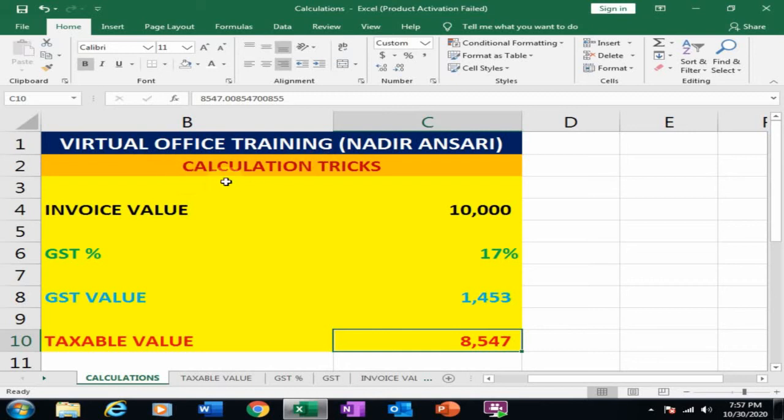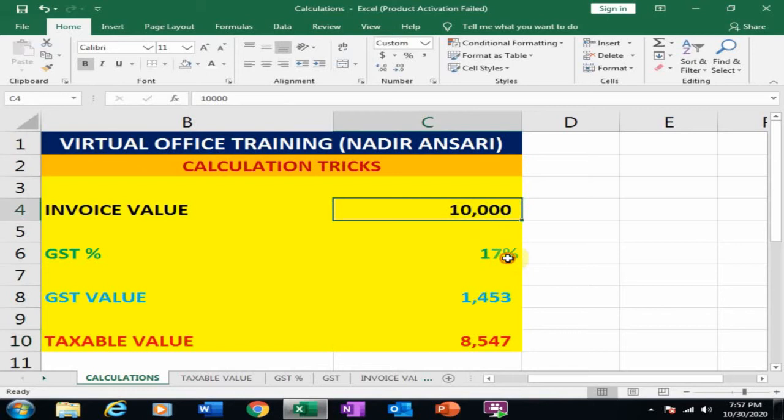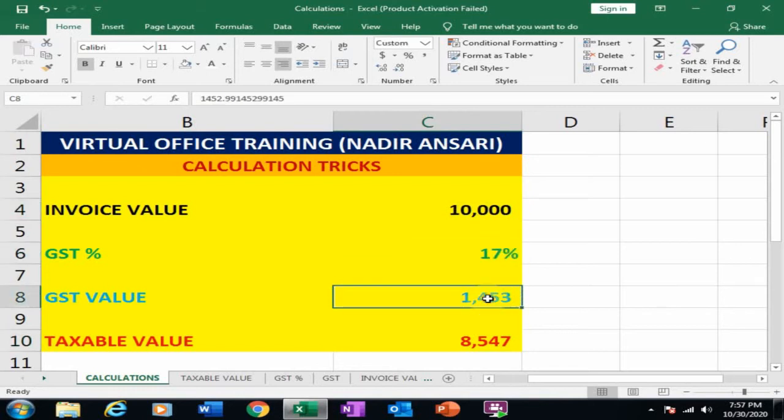Today we will learn the calculation tricks for the accounts department. Any accountant should know about this calculation. If you look at the invoice, you will find the invoice value, GST percentage, GST value and taxable value. If any value is missing, you can calculate this missing value in this tutorial.